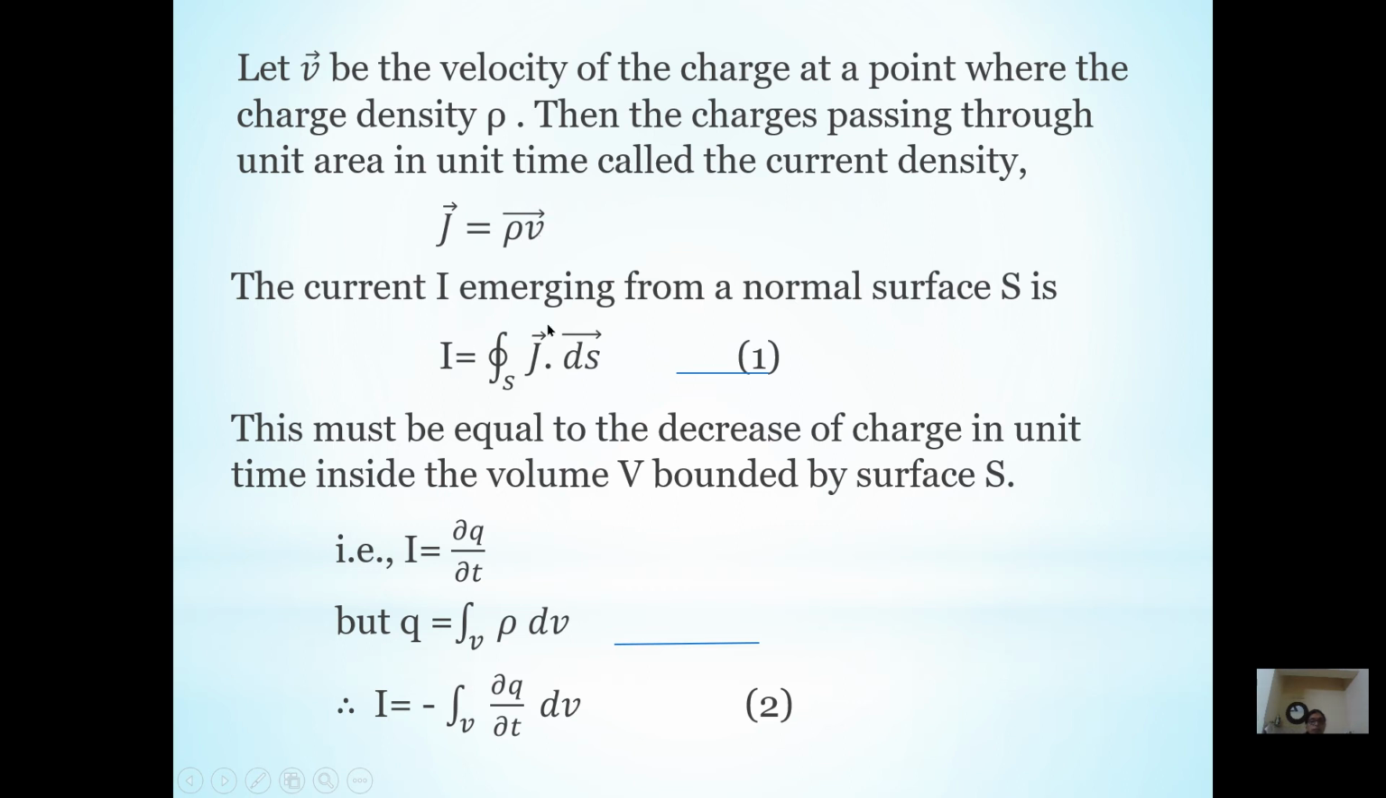The number of charges passing through or emerging from a normal surface is nothing but current, and it can be expressed in terms of a surface integral. The surface is considered as a closed surface, and that is taken as the surface integral of J ds.